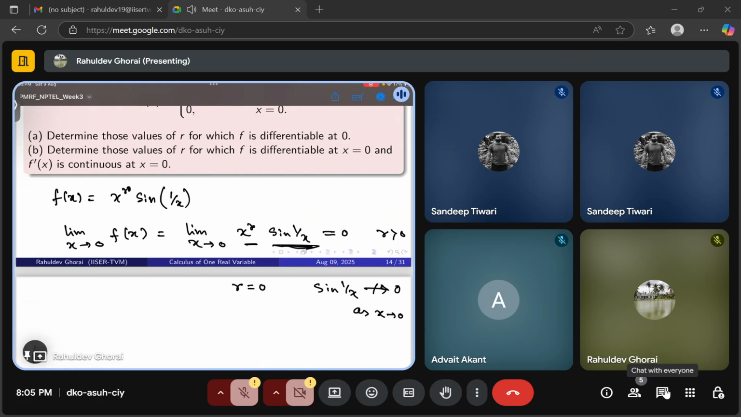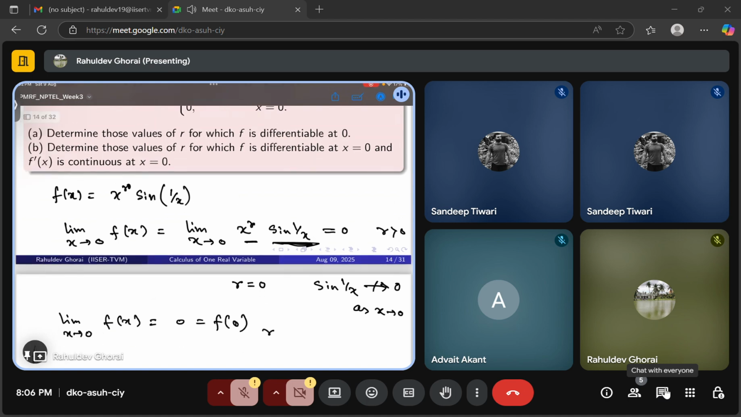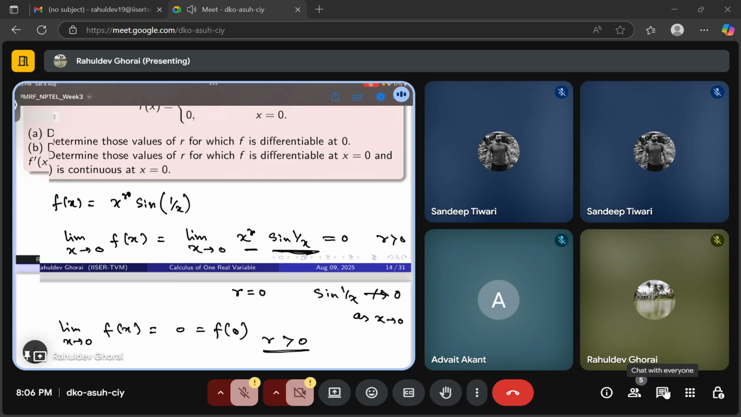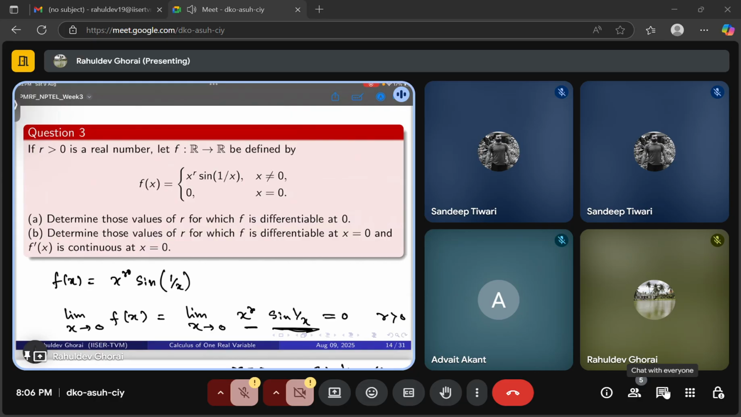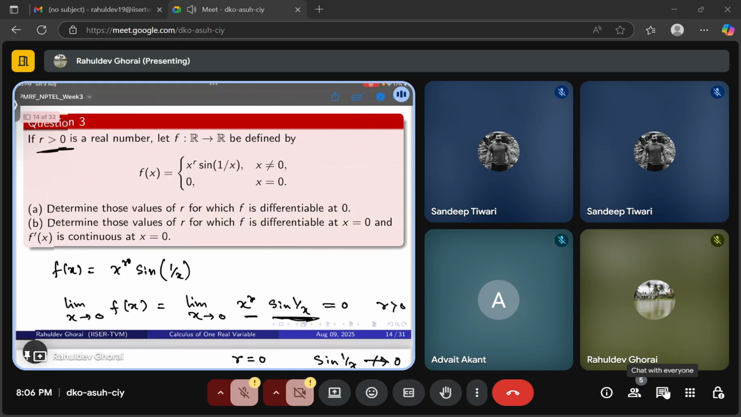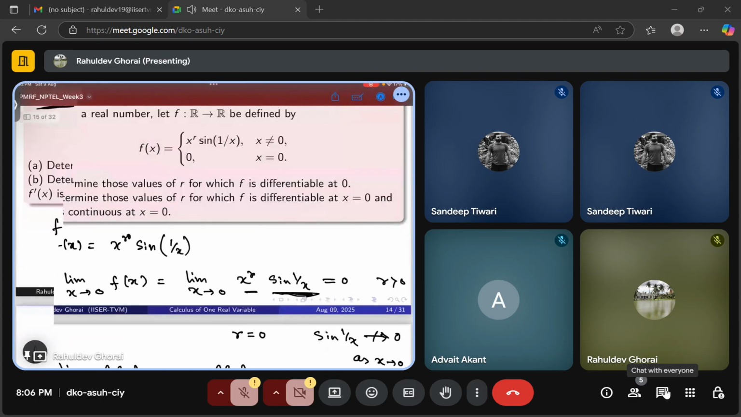So why did I do this? The limit as x tends to 0 of f of x in this case is coming 0, which is equal to f of 0 as they defined, only when r is greater than 0. So when r is greater than 0, then only the function is continuous. That is also what is given in the question. So that's not a problem. r has to be greater than 0.